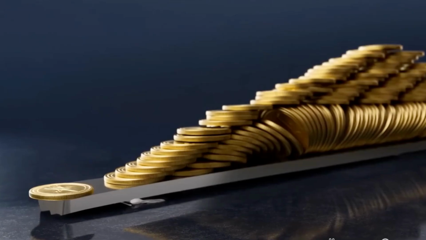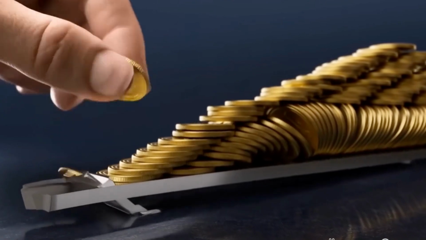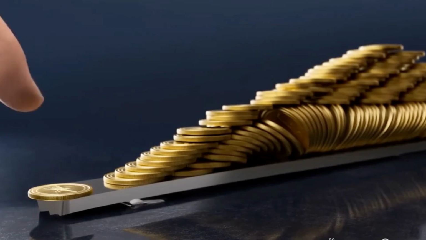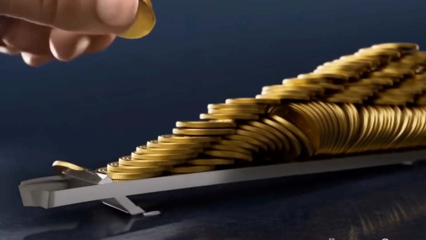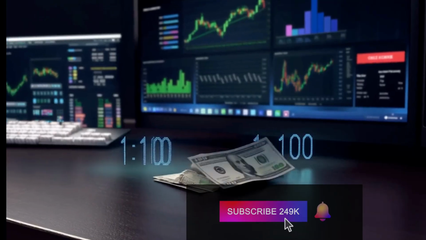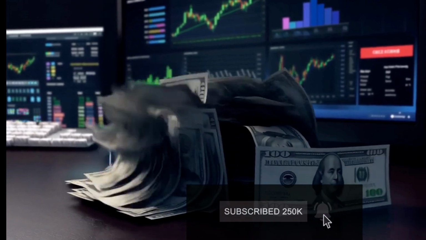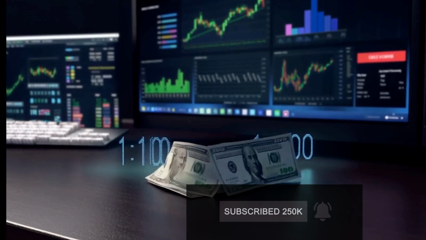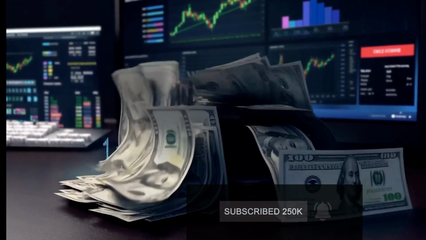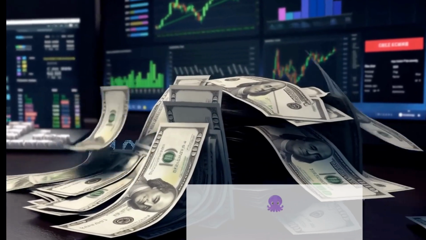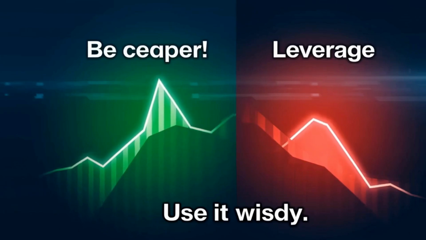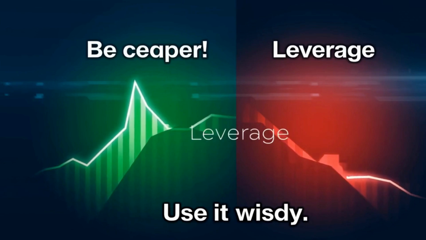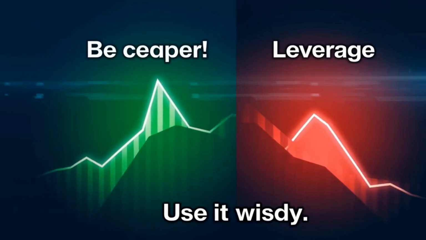3. Leverage. What it is. Leverage allows you to control a large trade with a small amount of money. It's like borrowing money from your broker to increase your buying power. Example. If your leverage is 1:100, and you have $100, you can control a trade worth $10,000. Be careful. Leverage helps you make bigger profits, but it can also lead to bigger losses. Use it wisely.